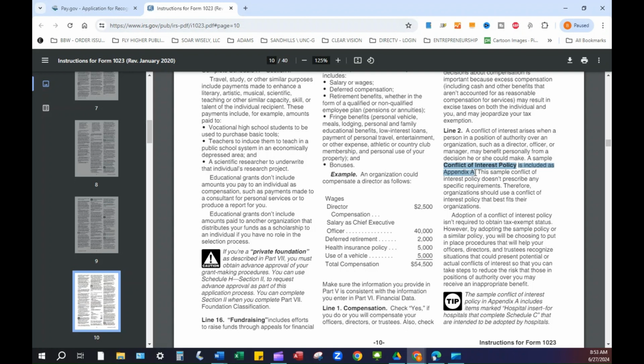Awesome. They actually have included what the conflict of interest should look like, how it should read. It's in their Appendix A. We're going to find that in a moment. This sample conflict of interest policy doesn't prescribe any specific requirements. Therefore, organizations should use a conflict of interest policy that best fits their organizations.